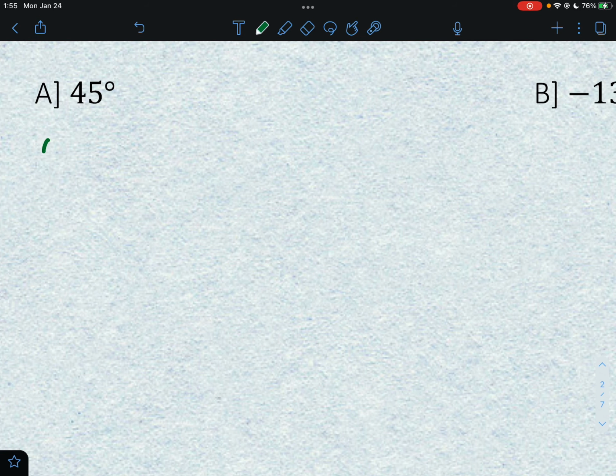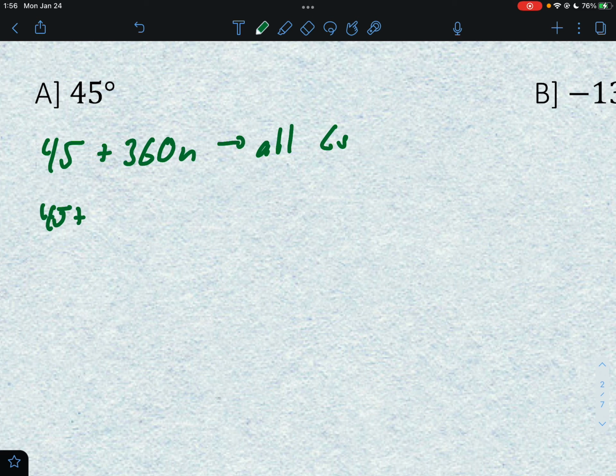We're just going to write the angle measure that we know plus 360n. That represents all angles that are coterminal. All right, now to find one positive angle, all we're going to do is put 1 or 2 or 3 or 4 or any positive number in for n. So let's just do 45 plus 360 times 1, which is just 45 plus 360. And that answer would be 405 degrees.